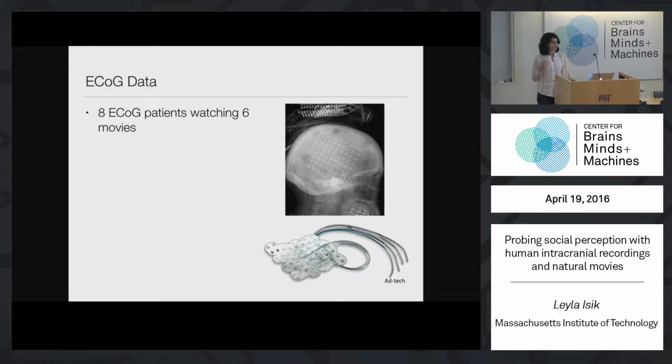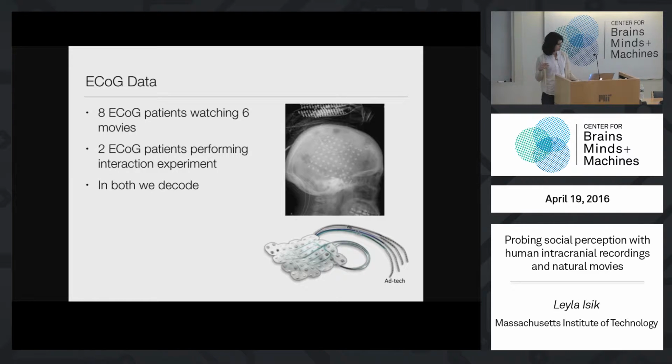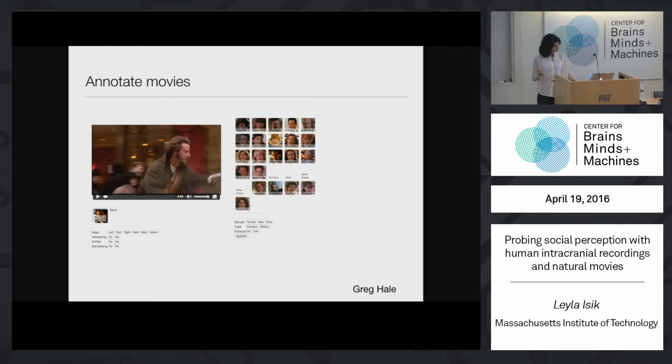We have data from 8 patients watching 6 different movies. In addition, we have data from 2 patients performing a follow-up experiment, which I won't have time to get into today. And in both, we try to decode the presence or absence of a face and the presence or absence of a social interaction. The first thing we have to do is annotate these.